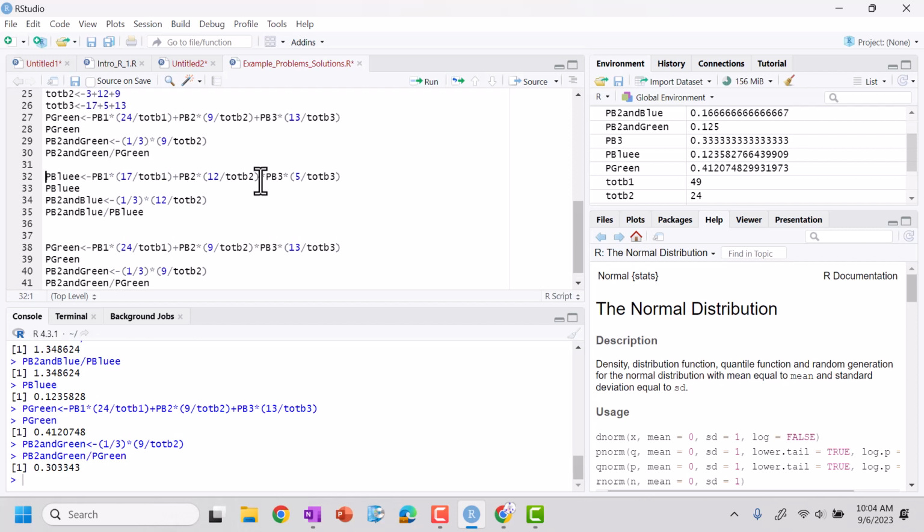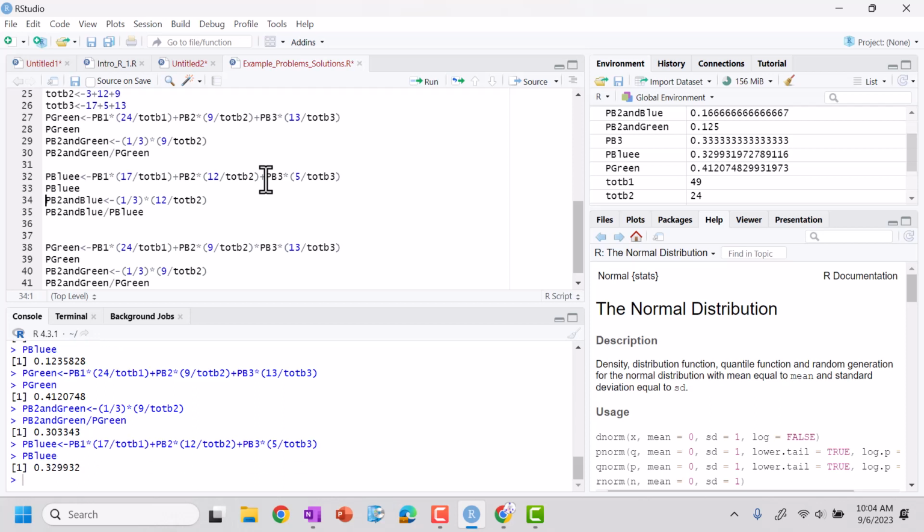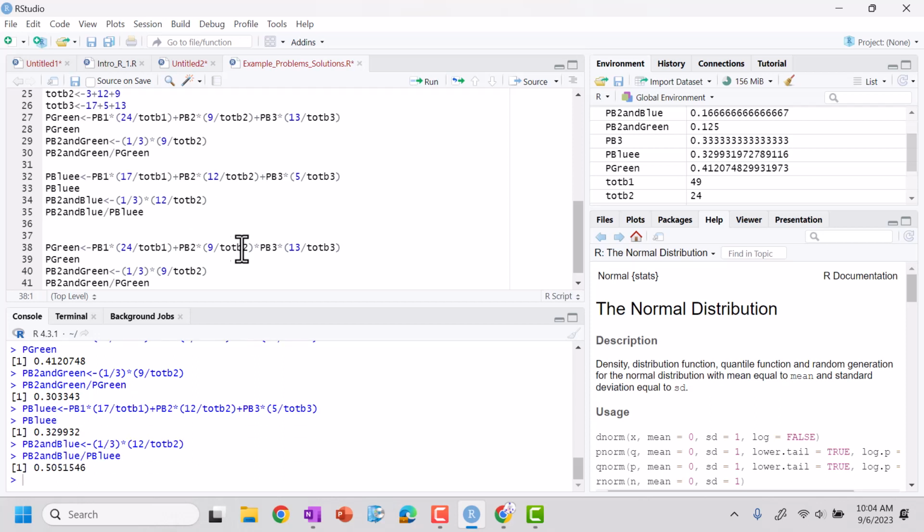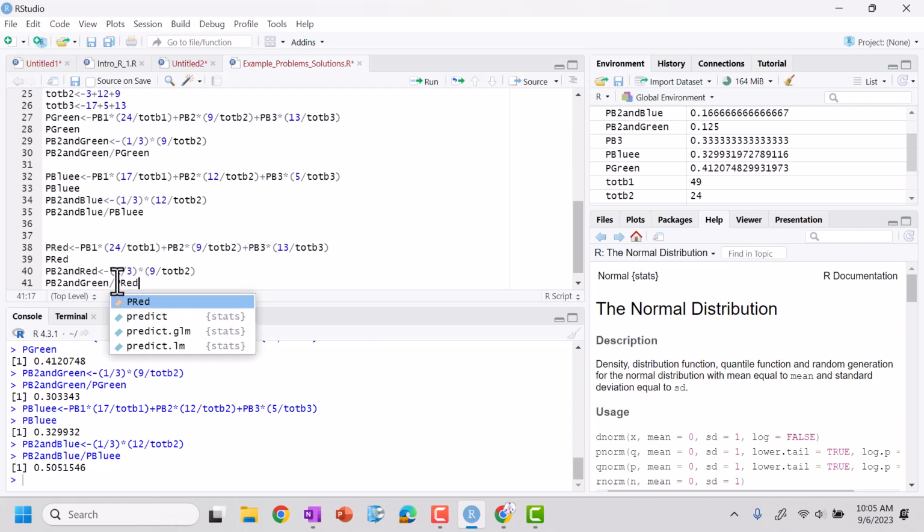Excellent. And now what's the add here? Good. And we can do the same thing here. Good to catch that one. That plus sign was giving us some issues. And now let's do the probability that we are red, and the probability of red. And probability of B2 and red.